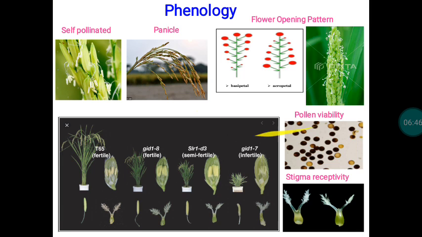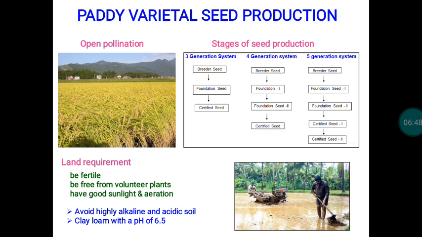Now we are getting into paddy varietal seed production aspects. We now know the pollination behavior of the crop. Paddy is a self-pollinated crop, and in Tamil Nadu more demand is there for paddy varietal seeds. Based on these two criteria, a self-pollinated crop with heavy demand for seed and low SMR recorded, in these cases we can go for the 5 generation system of seed multiplication.